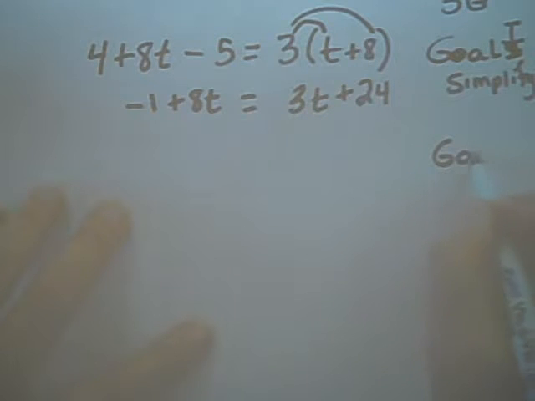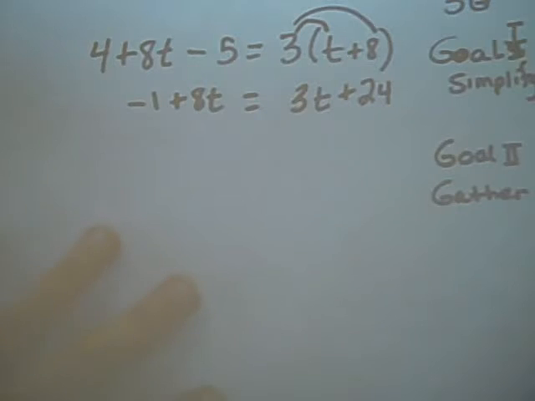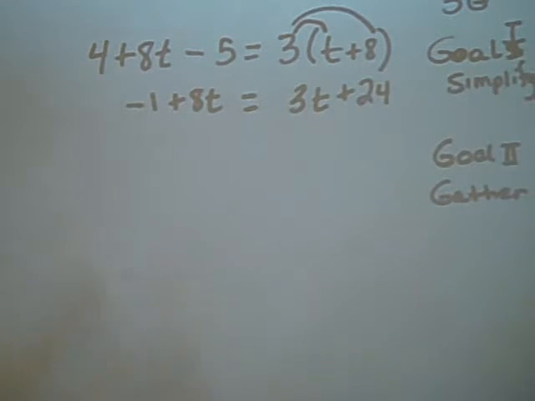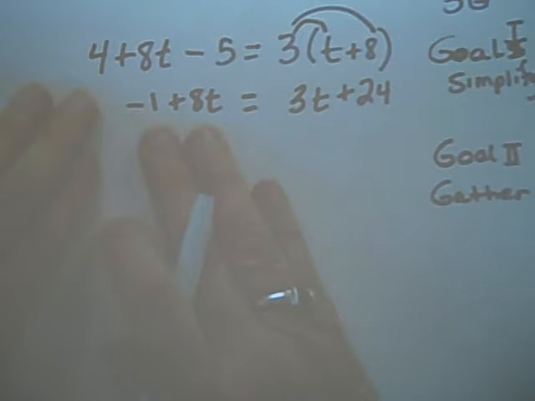Now we're ready to move on to goal number two, which is to gather the variable terms to one side and the constant terms to the other side. Doesn't matter which side, but in class we decided that it comes out easier if we move the variables to the side of the equal sign where the bigger coefficient is. So 8t is more than 3t. We're going to choose to put the variable terms on this side, and later we'll deal with the constants.